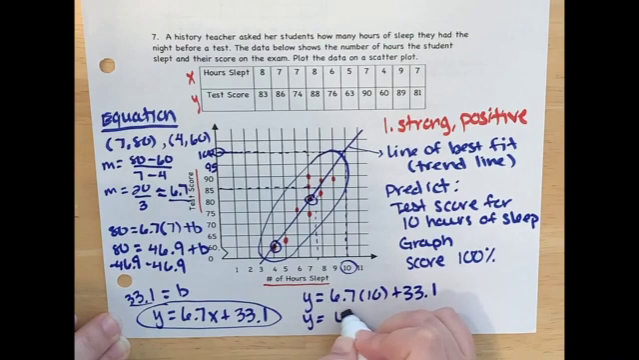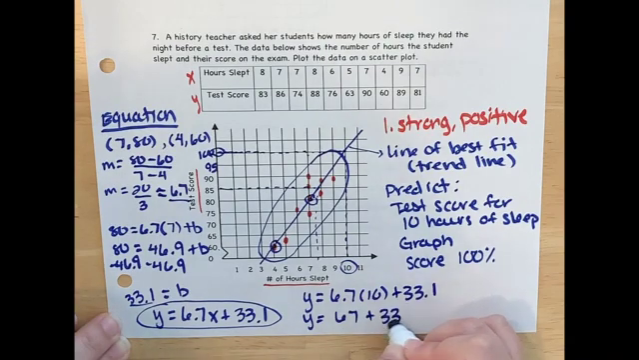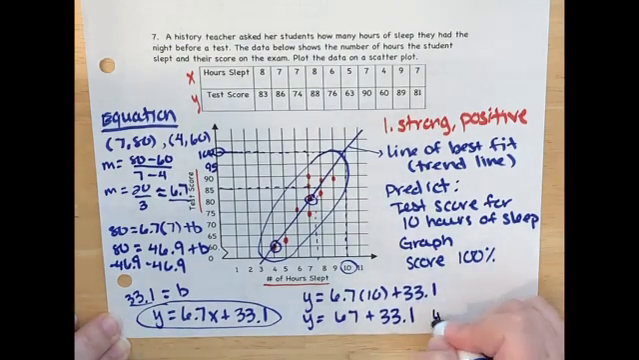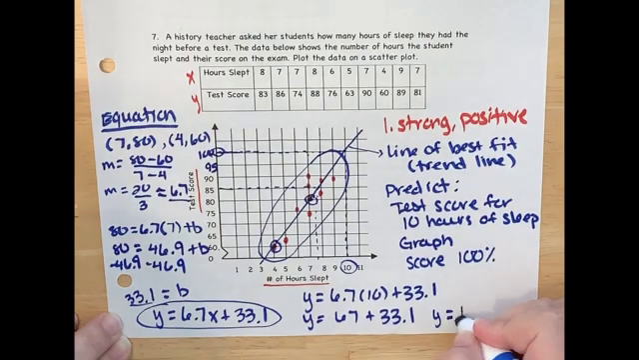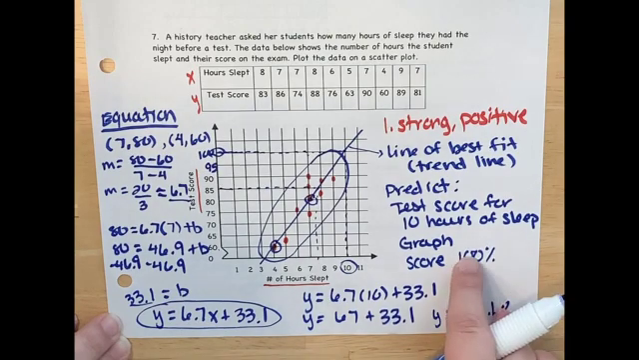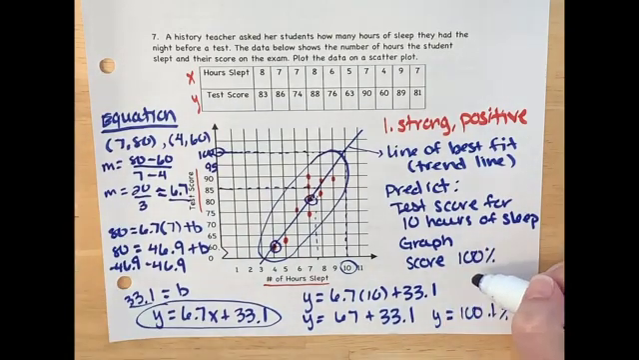That is 67. And so y, the test score, they're saying should be, I'm just gonna make sure, it's still early in the morning for me, 100.1%. And that's pretty close, if not exactly close to what I got when I estimated on the graph itself.